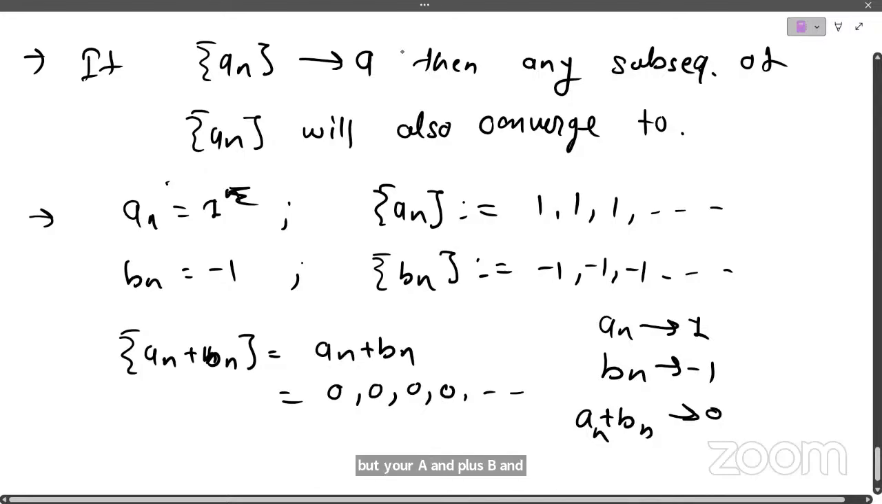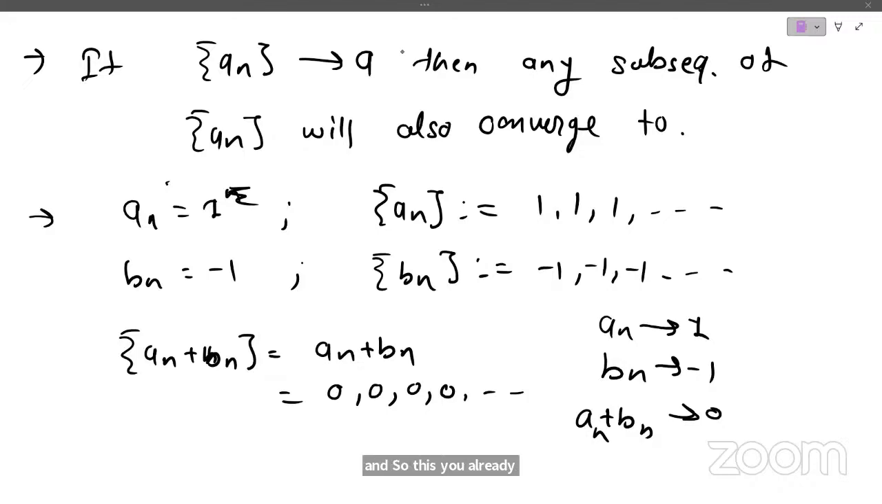Actually, I took both of the sequences as constant. One I took 2 and one I took -2. Is it right? Yeah, that's also fine. There's no restriction.